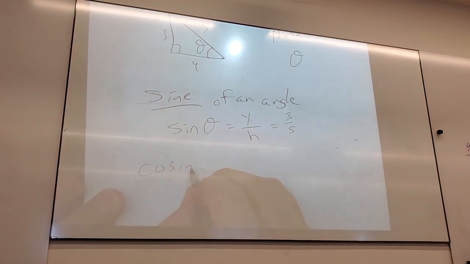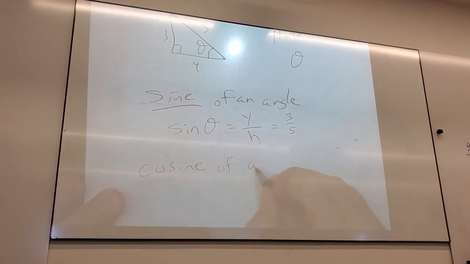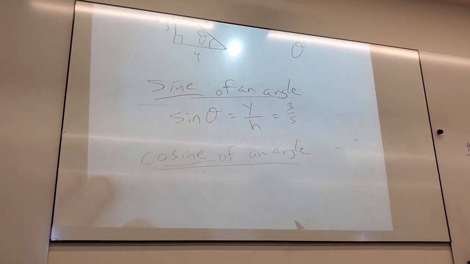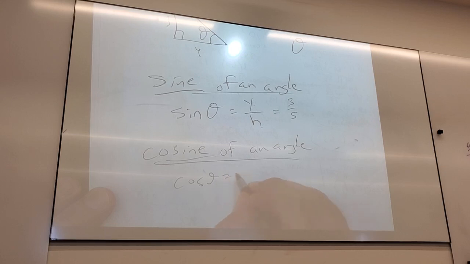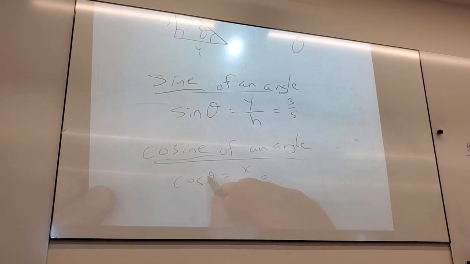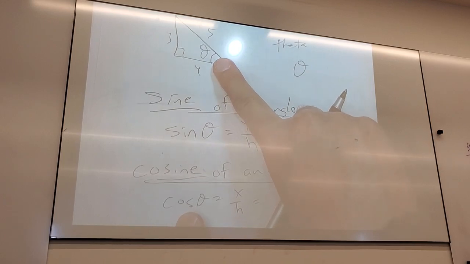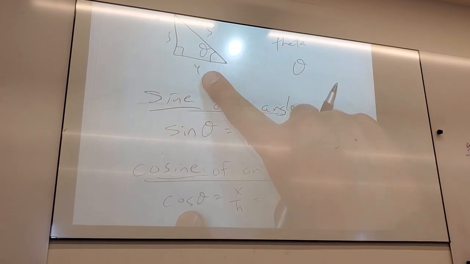I'll give you one more and we'll call it a day. There's also one called the cosine of an angle. And the cosine likes x. So of course, what would the cosine of this angle be? 4 over 5.